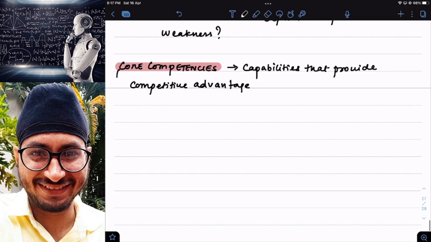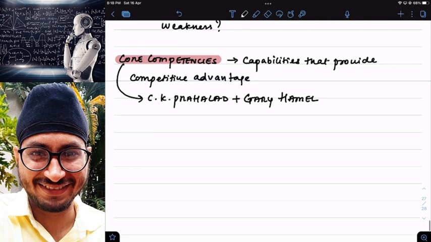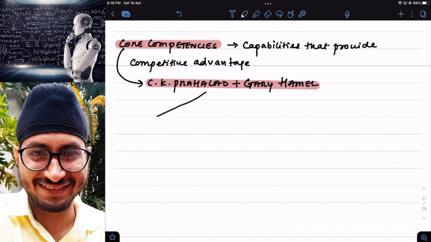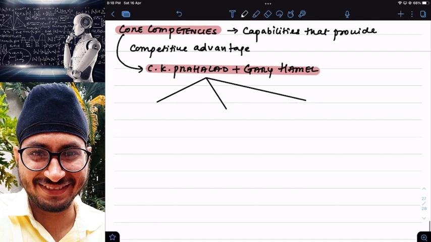Sir, the concept of core competency was given by 2 people: C.K. Prahlad and one more person called Gary Hamel. Clear? And according to these people, core competencies can be identified in how many areas? 3 areas. Number 1, competitor differentiation.